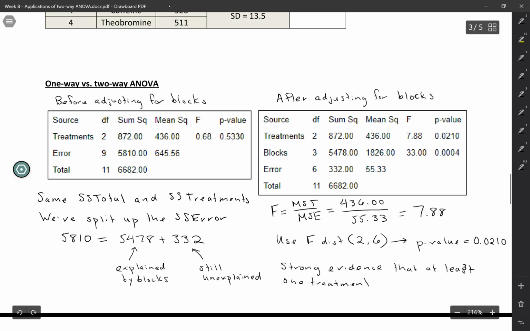So let's compare that to the strength of evidence before we adjusted for blocks. Notice that the F statistic is much smaller, and that's because the denominator, the mean square for error, is much larger there. So we've got a smaller F statistic that ends up giving us a much larger p-value, and so we have really weak evidence there of a difference. So basically we didn't have enough power to detect the difference between the treatments until we controlled for all of that person-to-person variability.